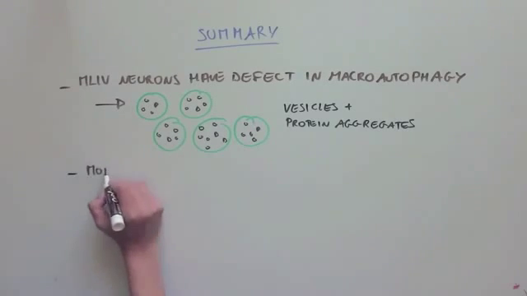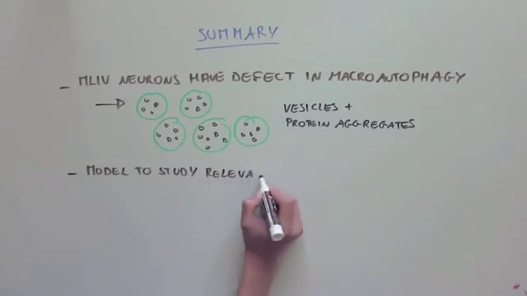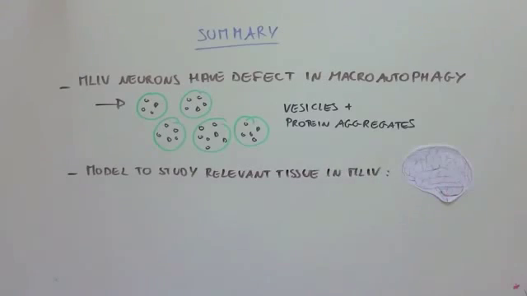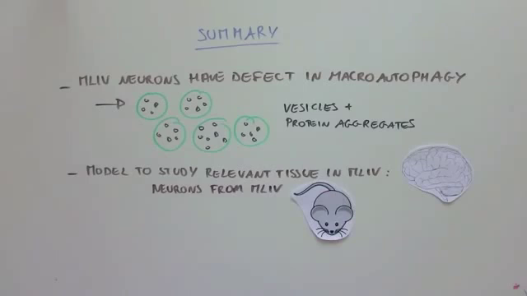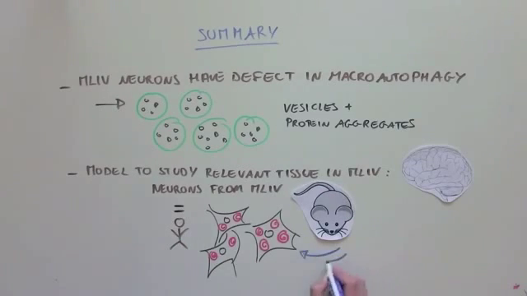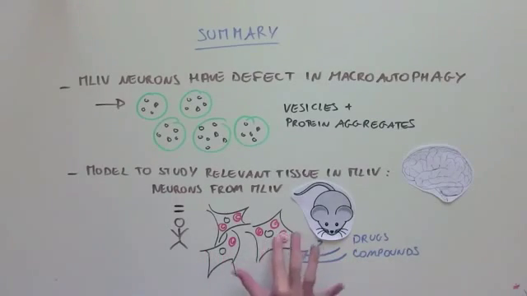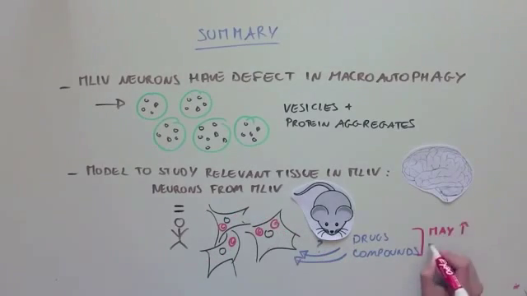This study also established a model to study a very relevant tissue in ML4 disease, the brain, by isolating neurons in ML4 mice, which are very similar to the human disease. Using these cells will provide a great way to look for drugs that can reduce the number of storage bodies or vesicles, which may improve survival of the neurons and ML4 symptoms.